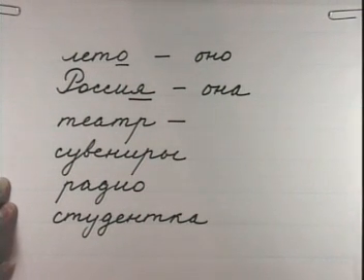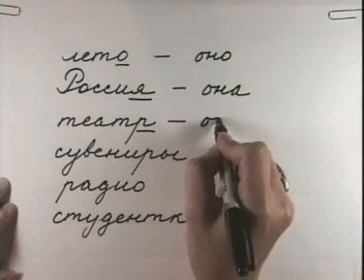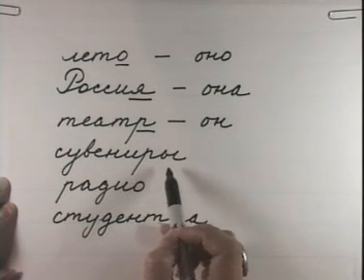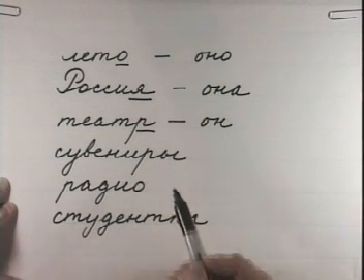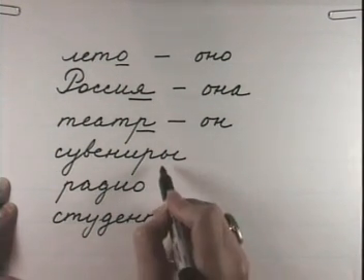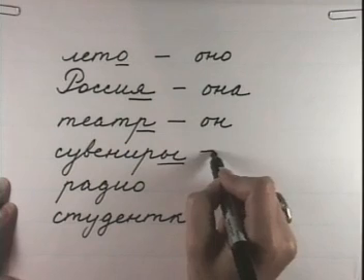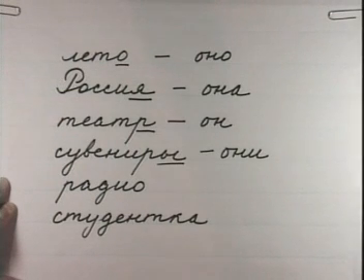Let's look at this one. Театр. Театр ends in R. So театр is masculine. So our replacer pronoun is он. Let's be very careful with the next word. Сувениры. What's the English for сувениры? Souvenirs. It's a plural noun, isn't it? And we replace it with the pronoun они. They.